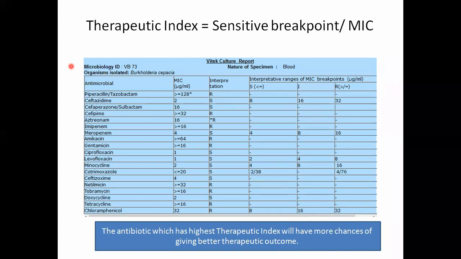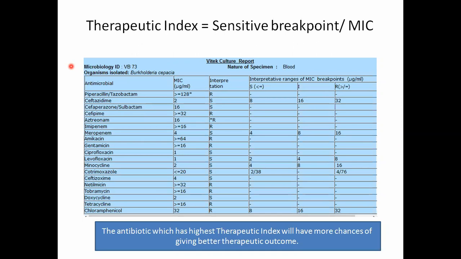Ceftazidime, sensitive. So what is the therapeutic index of ceftazidime? 8 by 2, so it is 4. For meropenem? 4/4 is 1, 8/4 is 2, 16/4 is 4. Okay. For levofloxacin? 2/1, so 2. Minocycline, 4/2, 2. So in the order of priority, it is ceftazidime, levofloxacin and minocycline, and the last one is meropenem, based on your therapeutic index.